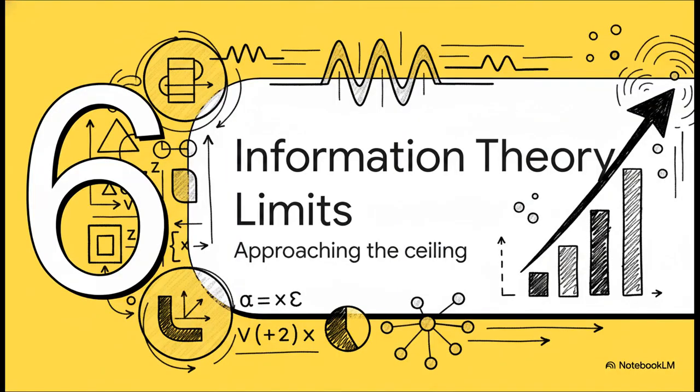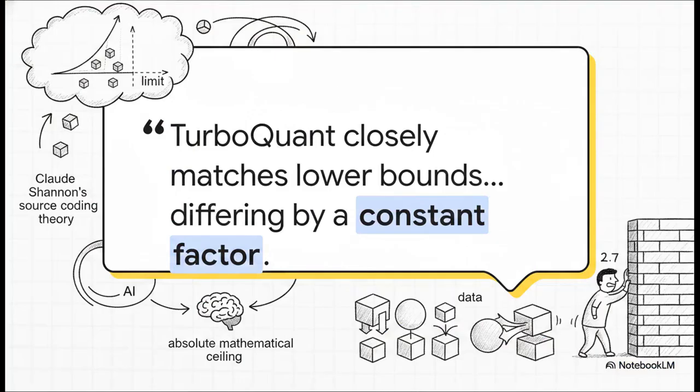Finally, Section 6, Information Theory Limits. Let's wrap this explainer up by looking at how close this new tool gets to the absolute laws of mathematical physics. According to Claude Shannon's source coding theory, which is a foundational principle from way back in 1959, there is a fundamental mathematical limit to how much we can compress any given data before it's just destroyed. Well, the researchers proved that TurboQuant operates incredibly close to this absolute mathematical ceiling. Across all bit widths, it differs from the theoretical perfect limit by only a tiny constant factor of roughly 2.7. It is quite literally bumping its head against the limits of information theory.